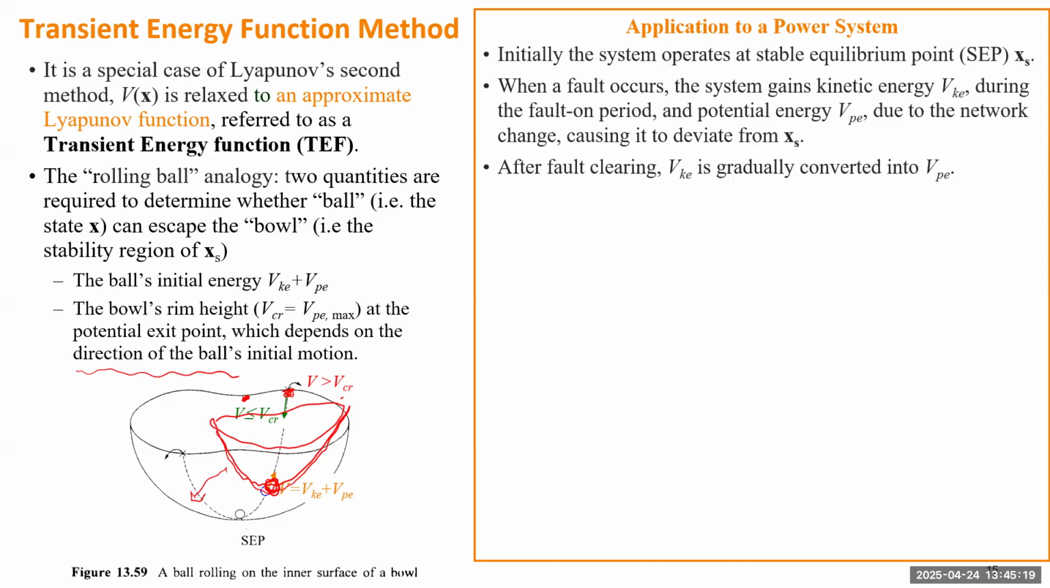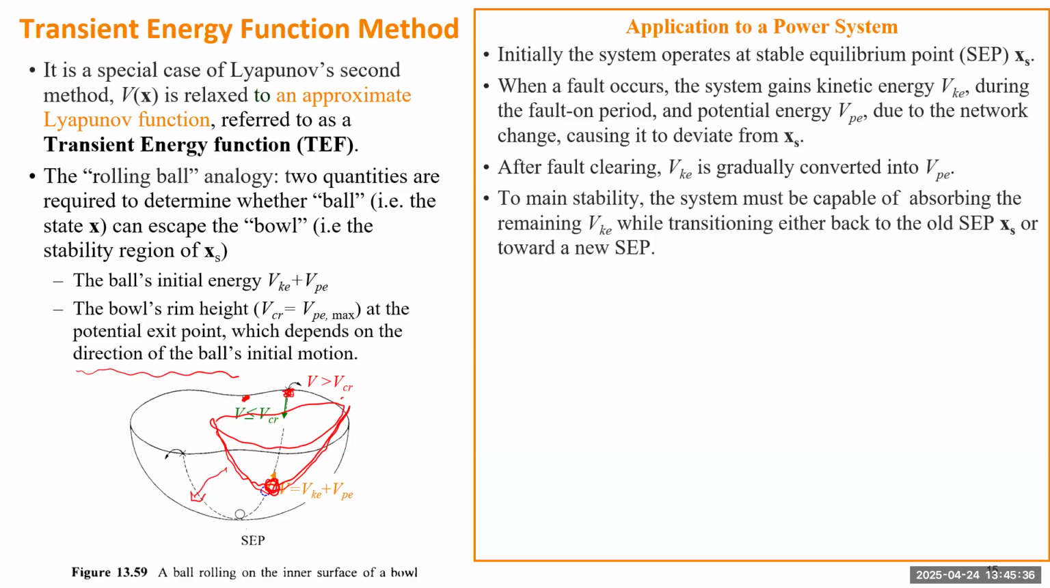If it's a temporary fault, the surface doesn't change. The potential energy may be the same, but kinetic energy will be different. It will have some kinetic energy. So after fault clearing, the kinetic energy is gradually converted to potential energy, right? So the ball will become higher and higher.